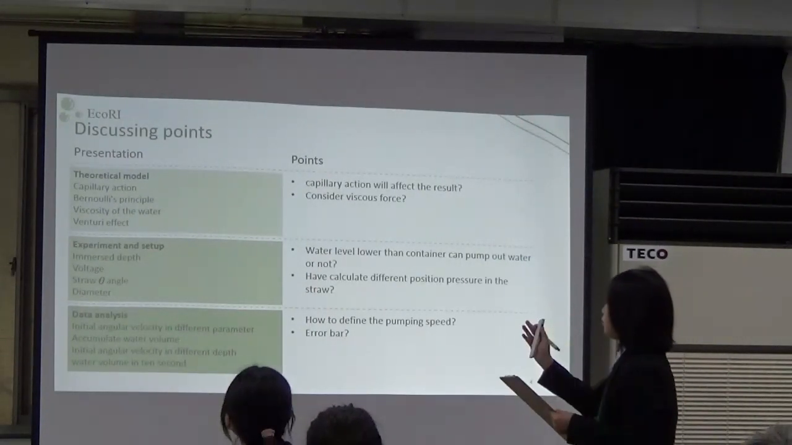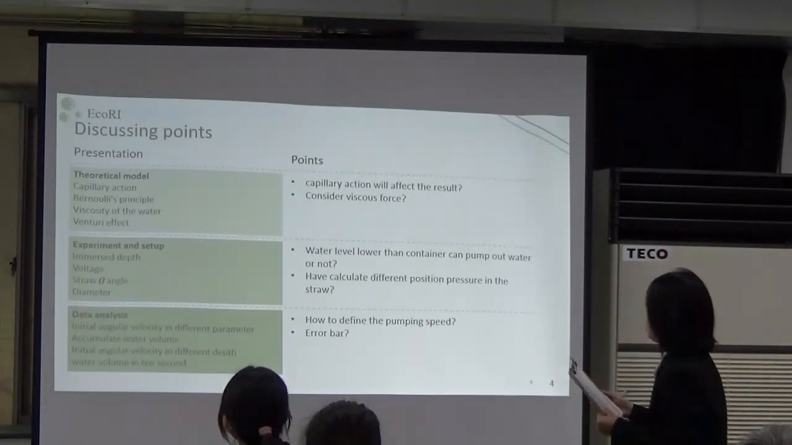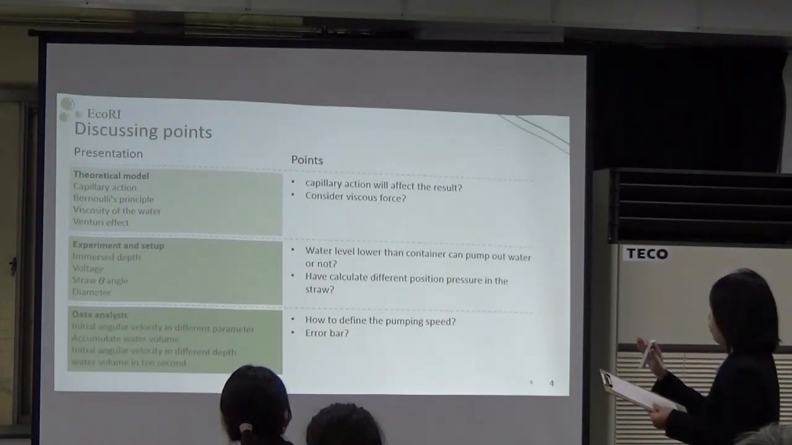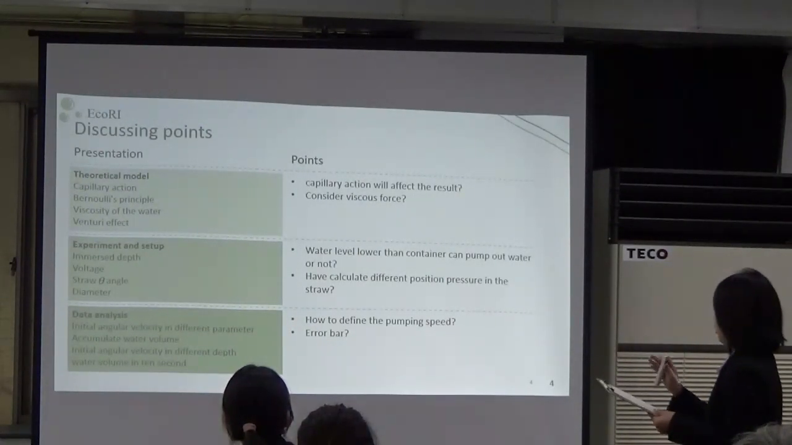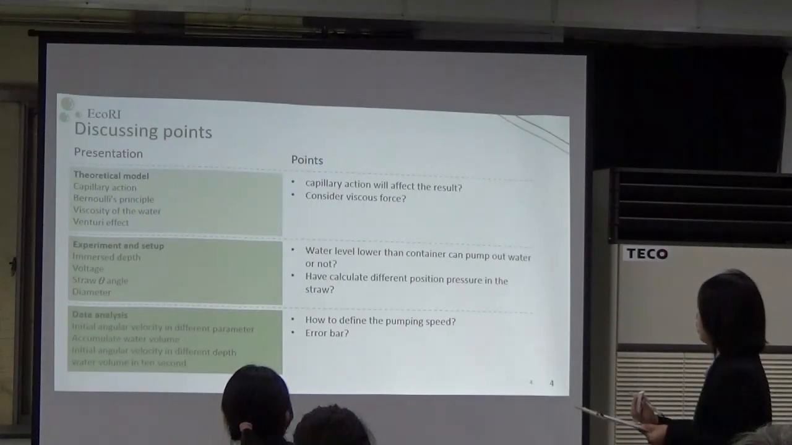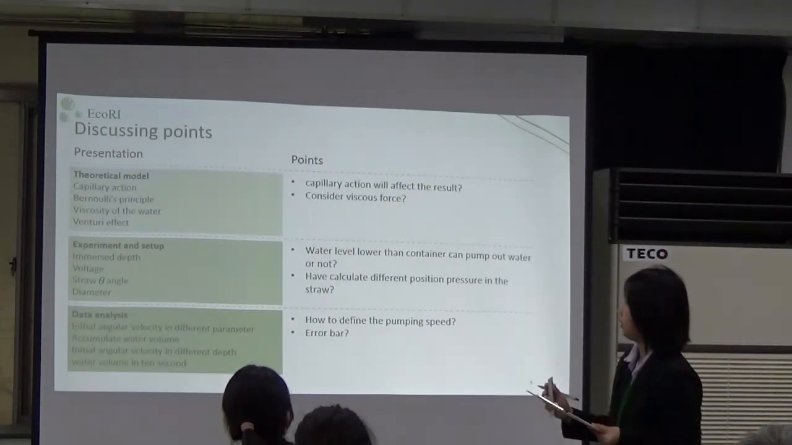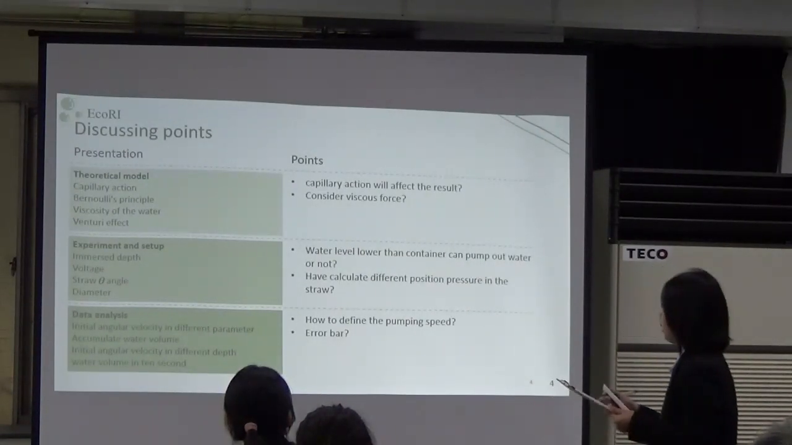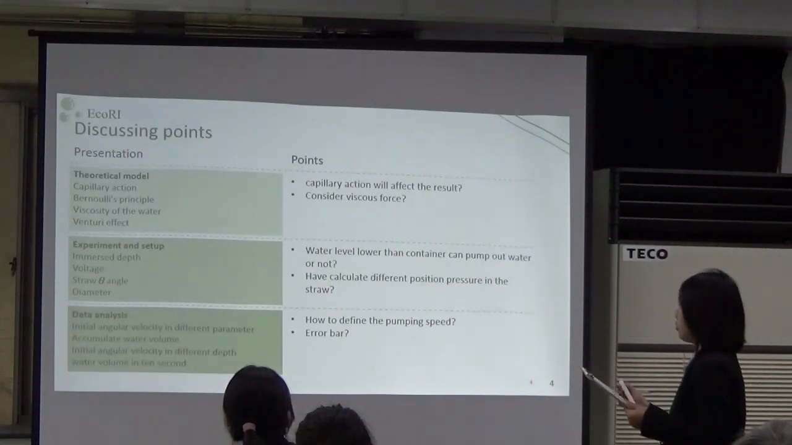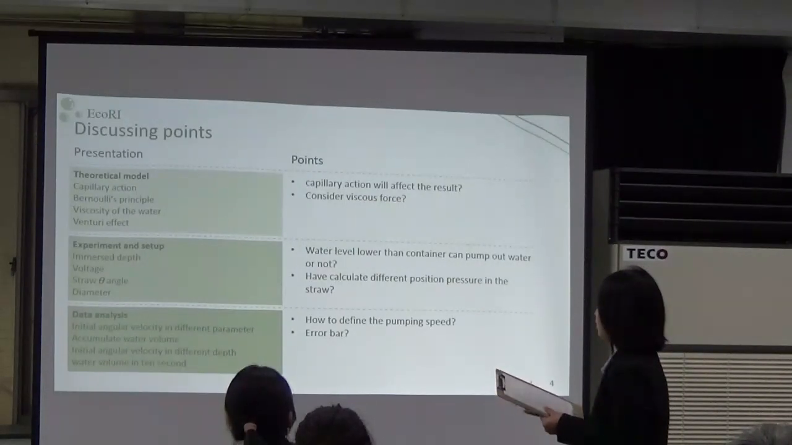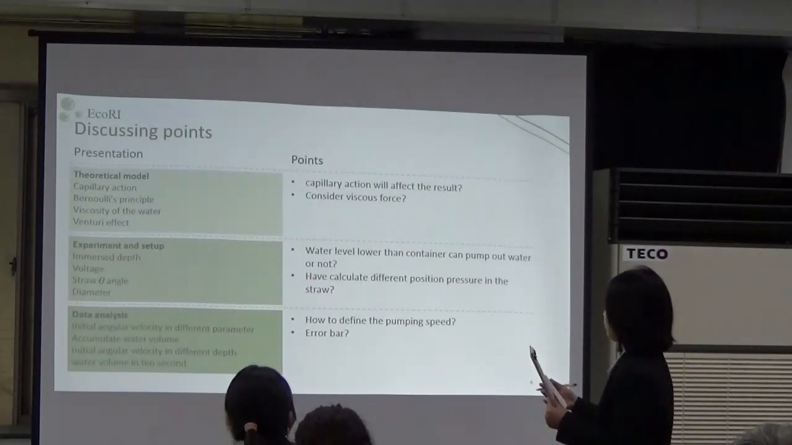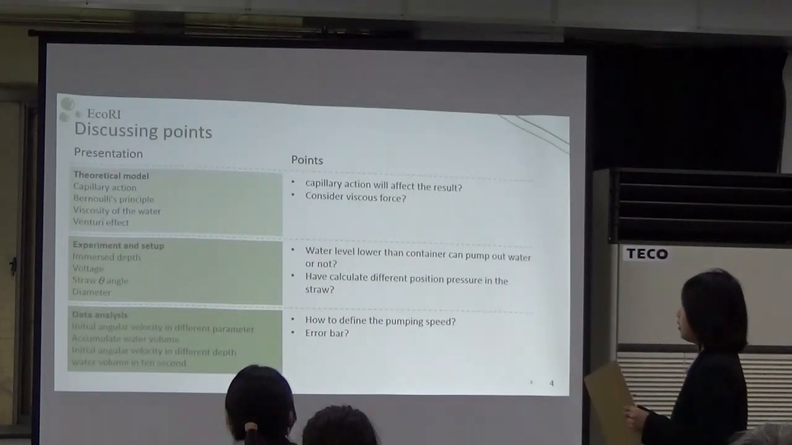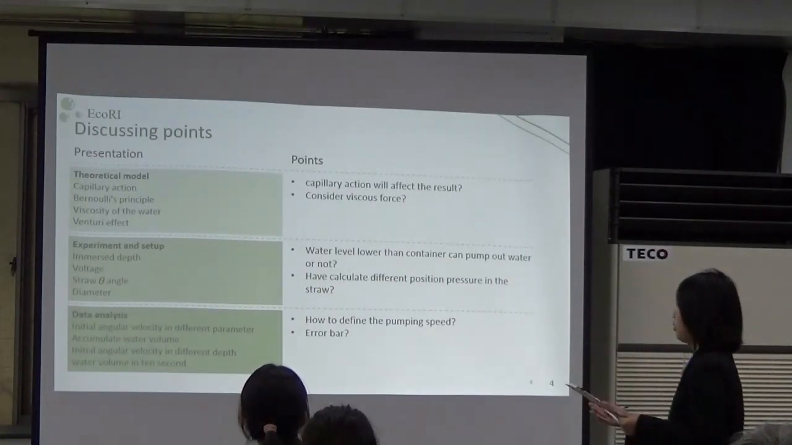And for the experiment setup, we want to discuss when the water level is lower than the container, whether the straw in that part can pump out the water or not. And we want to discuss if they calculate the different position of the pressure in the straw. And for the data analysis, we want to discuss the definition of the pumping speed and how the parameters affect the result of the experiment.